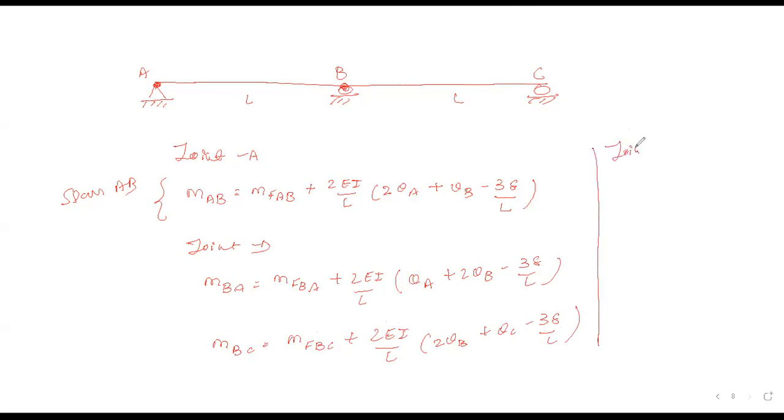Similarly for joint C, MCB equals MFCB plus 2EI by L. In this case we are standing at point C, so the far slope is half: theta B plus twice theta C minus 3 delta by L. I hope it is clear. Please confirm. Yes sir, clear.